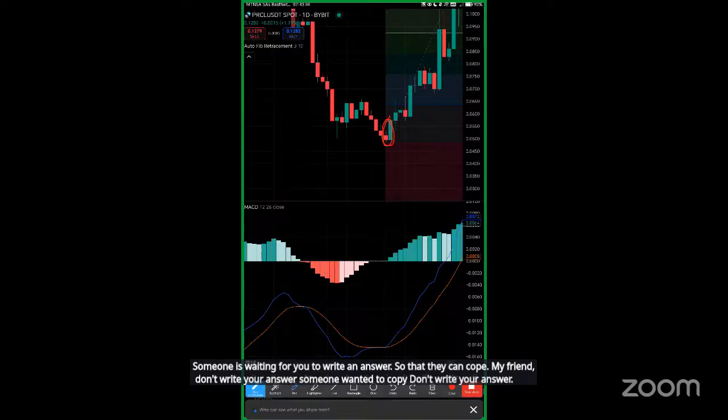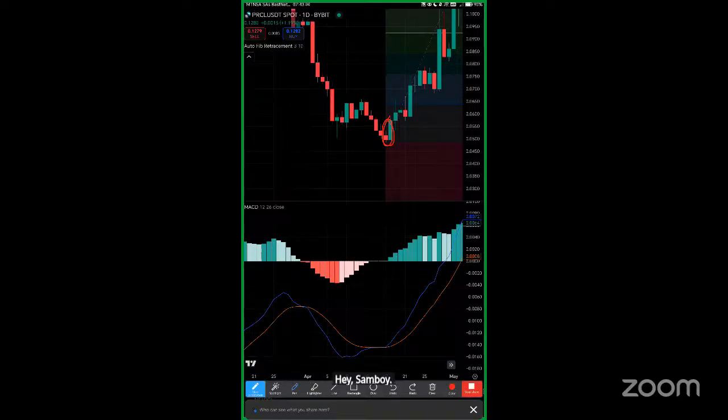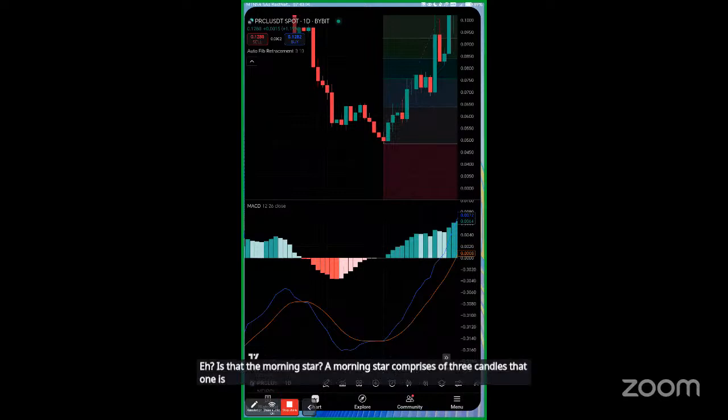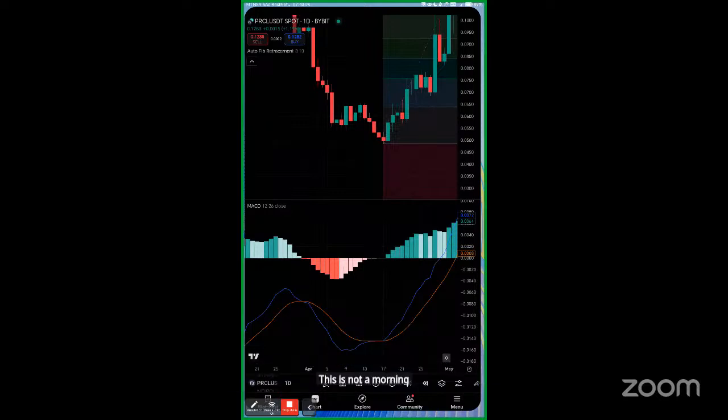Hey, somebody says a hammer. That one, a hammer? Is that the morning star? A morning star comprises 3 candles. That one is just one. This is not a morning star, guys.